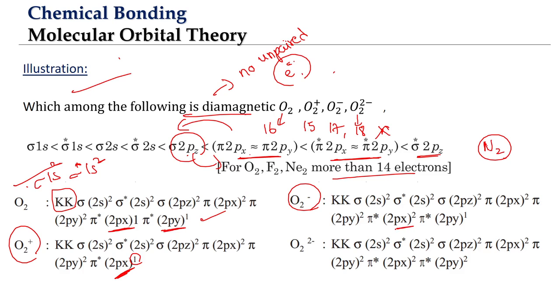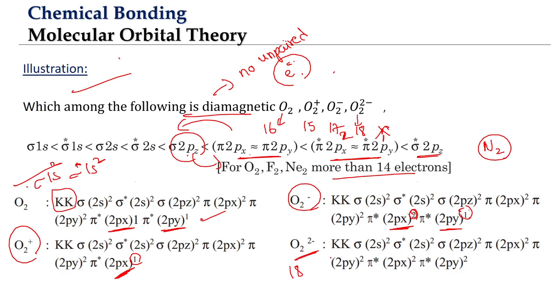What about O2 minus, 17? Look at it. The change will come here. We give pi star 2px 1 electron and pi star 2py 1 electron, as in the case of 16. Then we have one more extra, so we will pair this. Pi star 2px will have 2 electrons and pi star 2py will have only 1 electron. This also has 1 unpaired electron, so still paramagnetic.